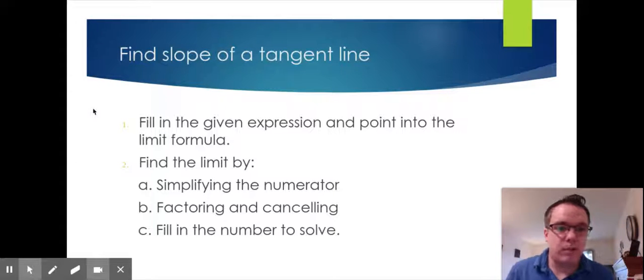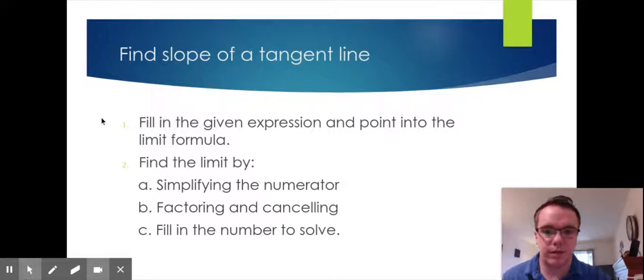All right, these steps will make more sense when we do an example, but we're just going to go through them right now. The first thing we're going to do is, given the point we have and the expression, we are going to fill in the given expression and point into our limit formula that we just wrote down. And then we are going to find the limit by simplifying. And then if we need to, we can factor and cancel. And then we can do our substitution to solve. So those steps will make more sense when we do an example.